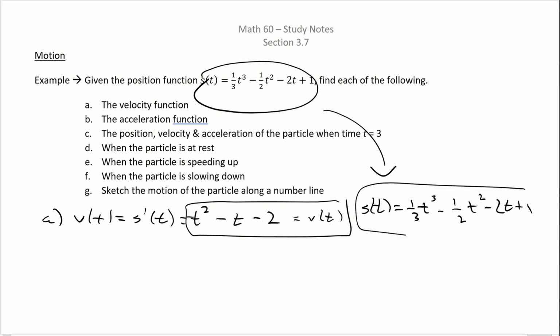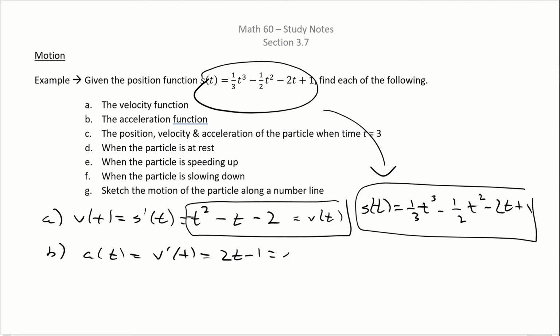Okay, so there's that guy, and they're all related. It's a family of functions. Part B says, what's the acceleration? Well, the acceleration function is really the derivative of velocity, which of course is the second derivative of position. So in that case, we get 2t, I'm deriving the velocity, minus 1. So that is our acceleration. So part B is done.